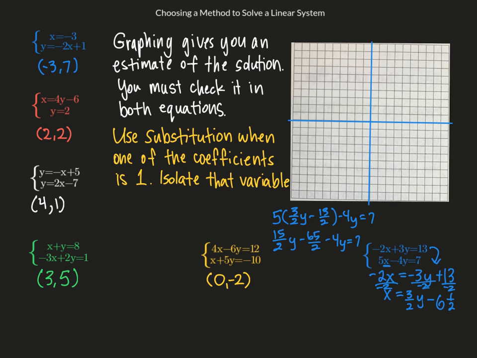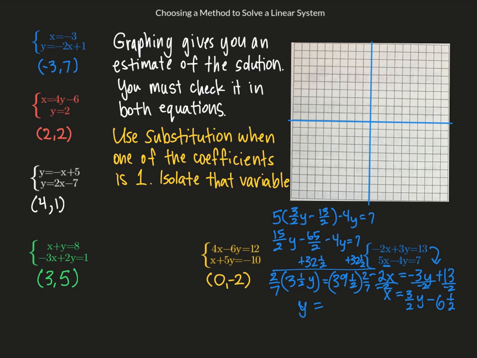65/2 is 32.5, so I'm going to add 32.5 to both sides. And then I'm going to add together the 15/2 and the negative 4y. Well, 15/2 is 7.5. So 3.5y equals 39.5. Now to divide both sides by 3.5, we really need to multiply by the reciprocal. So turning it into an improper fraction, 2 times 3 is 6 plus 1 is 7/2. So I need to multiply both sides by 2/7.